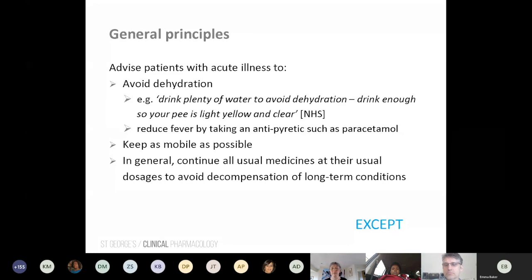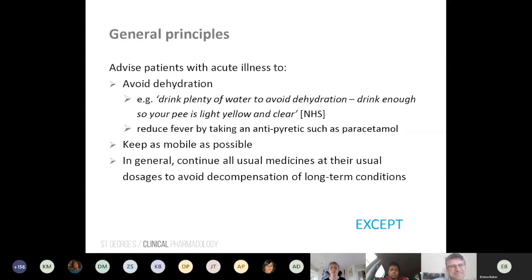I've added into this, keep as mobile as possible. I'm imagining patients on HRT or on the pill who can't get up because they feel ill, who have a hypercoagulable state and acute illness. So I think keeping mobile is important for lots of reasons, but to reduce the risk of thrombosis. And as a general principle, patients should continue all their usual medicines for long-term conditions at their usual doses to avoid those long-term conditions decompensating. That's the general principle.